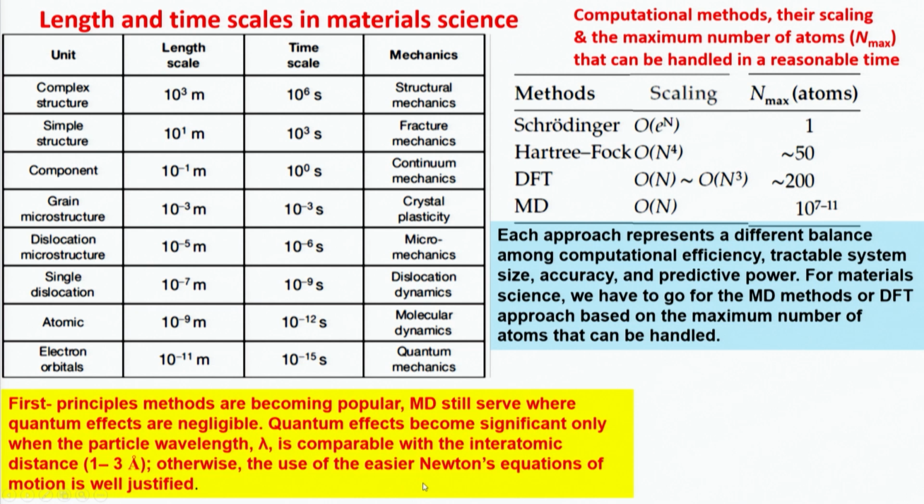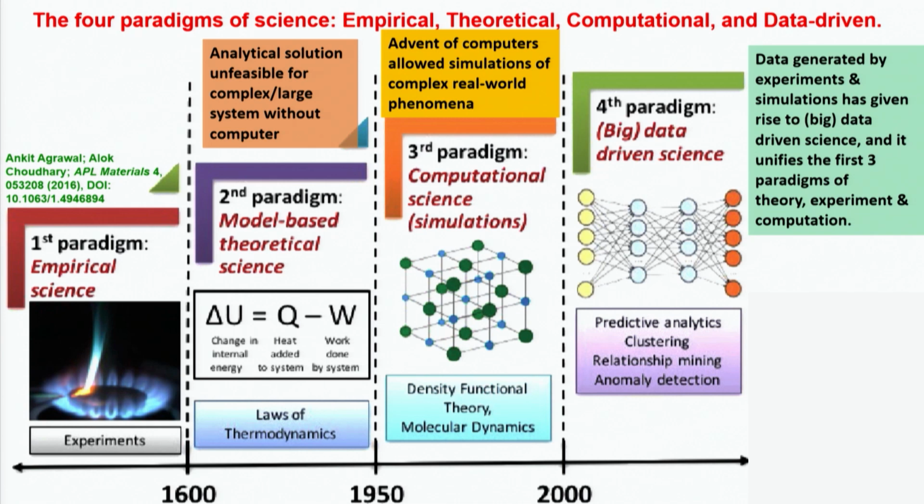Otherwise, the use of the easier Newtonian equation of motion is well justified. Okay, so this gives you the perspective on the molecular dynamics methods. Now, for the paradigm of science, because this main course is on AI/ML, where does it connect with the molecular dynamics and DFT methods?